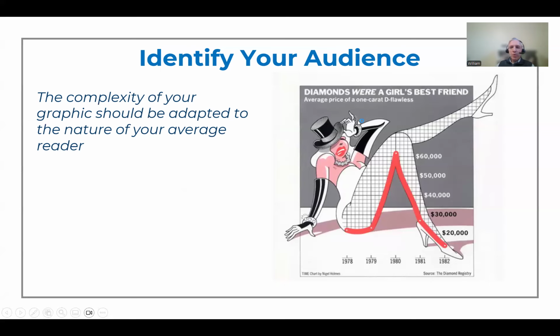And the point here is that you should really draw your chart adapted to the nature of your average reader. And if your average reader is of Time magazine, I don't actually know who that is, but it's the general public, right? So your average reader of the general public isn't necessarily college educated, isn't necessarily versed on charting and visualization, and so you could argue that this actually works pretty effectively.